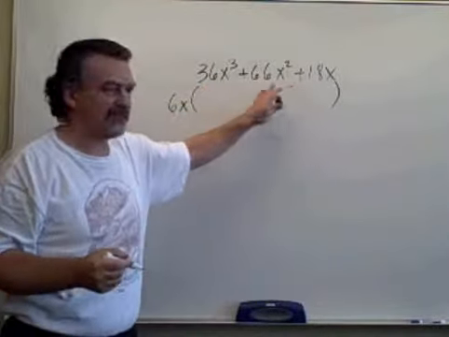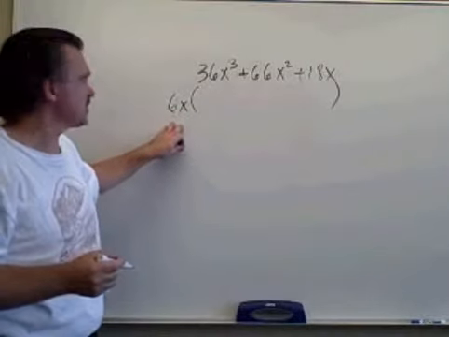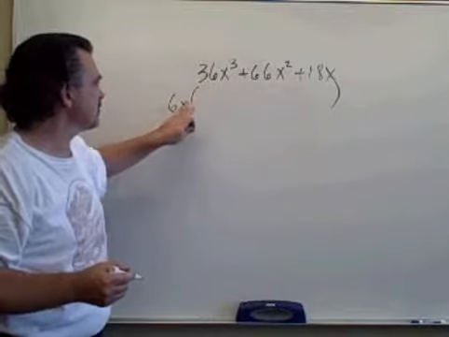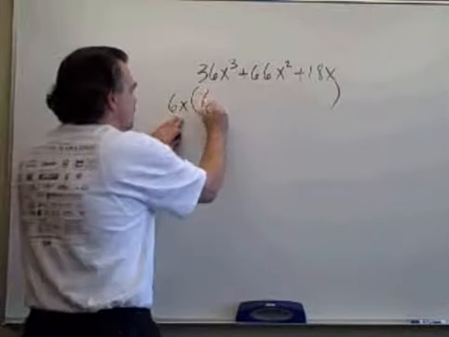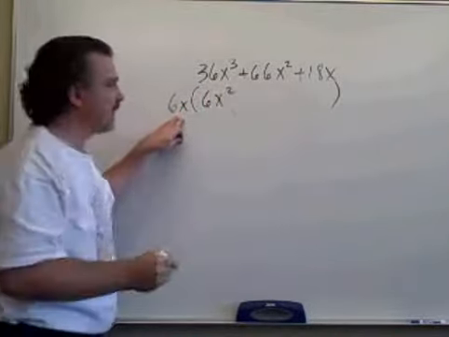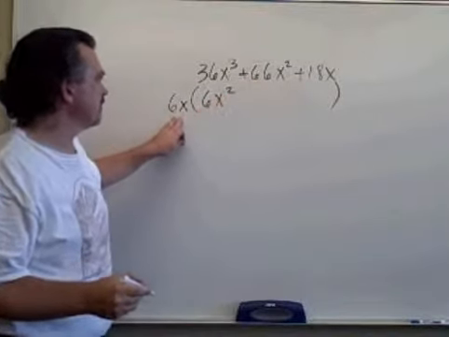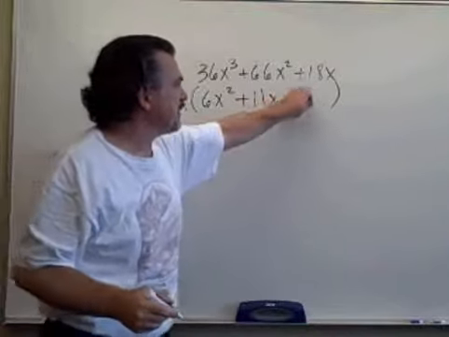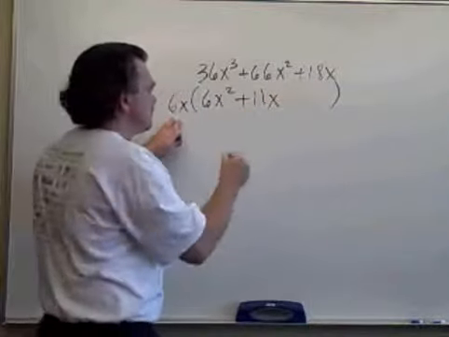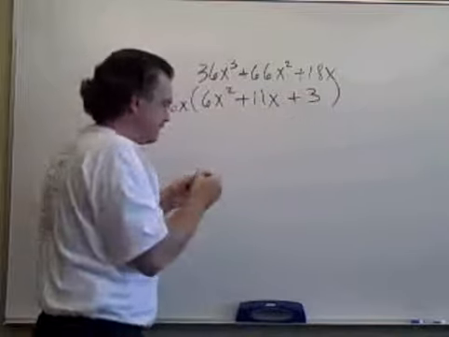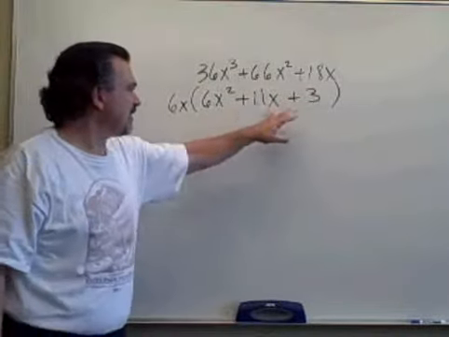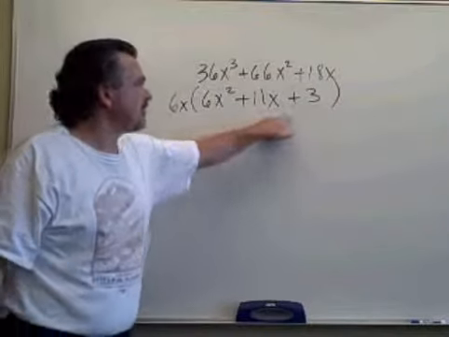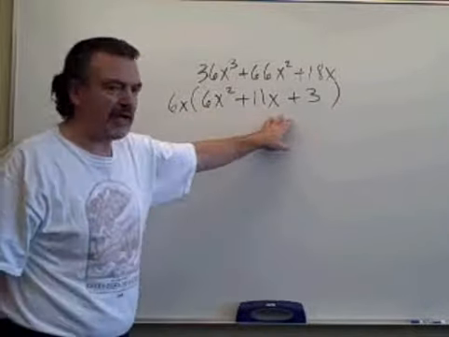So one at a time, I take those terms, divide it by 6x, and put the result inside the parentheses. 36x to the third divided by 6x would leave me 6x squared. Plus 66x squared divided by 6x will be plus 11x. And plus 18x divided by 6x will be plus 3. And we have factored out the common factor. Now let's look to see if we can factor this trinomial further.